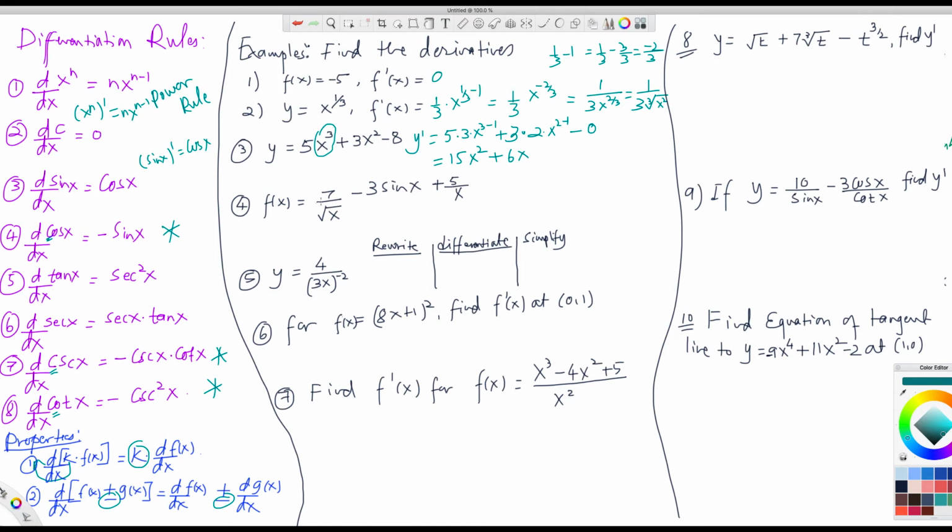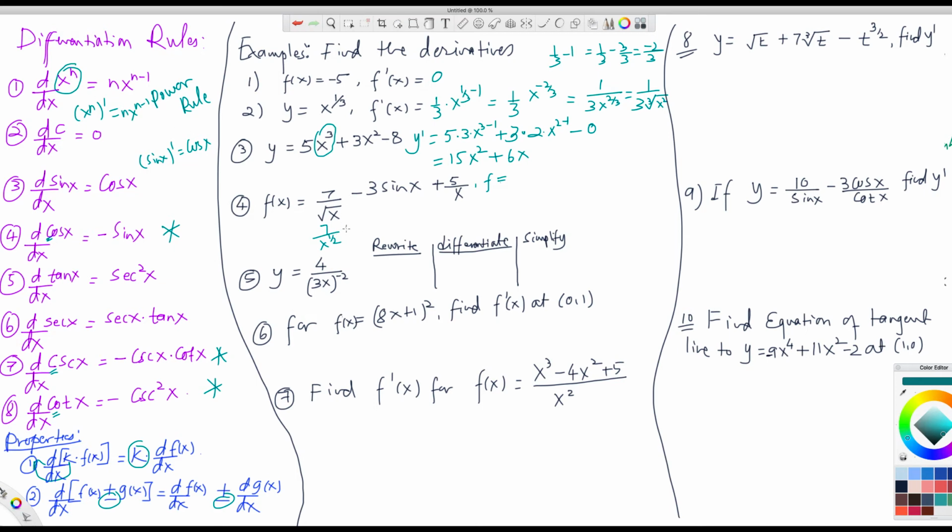Okay. How about this one? Number 4. Before I find f prime, I want to simplify this. I have to simplify and write it in formula-ready form, so that I can use the formula directly. How much is this? You can write 7 over x to the positive 1/2, right? But this formula says that you need to have everything in the numerator to use the formula, right?